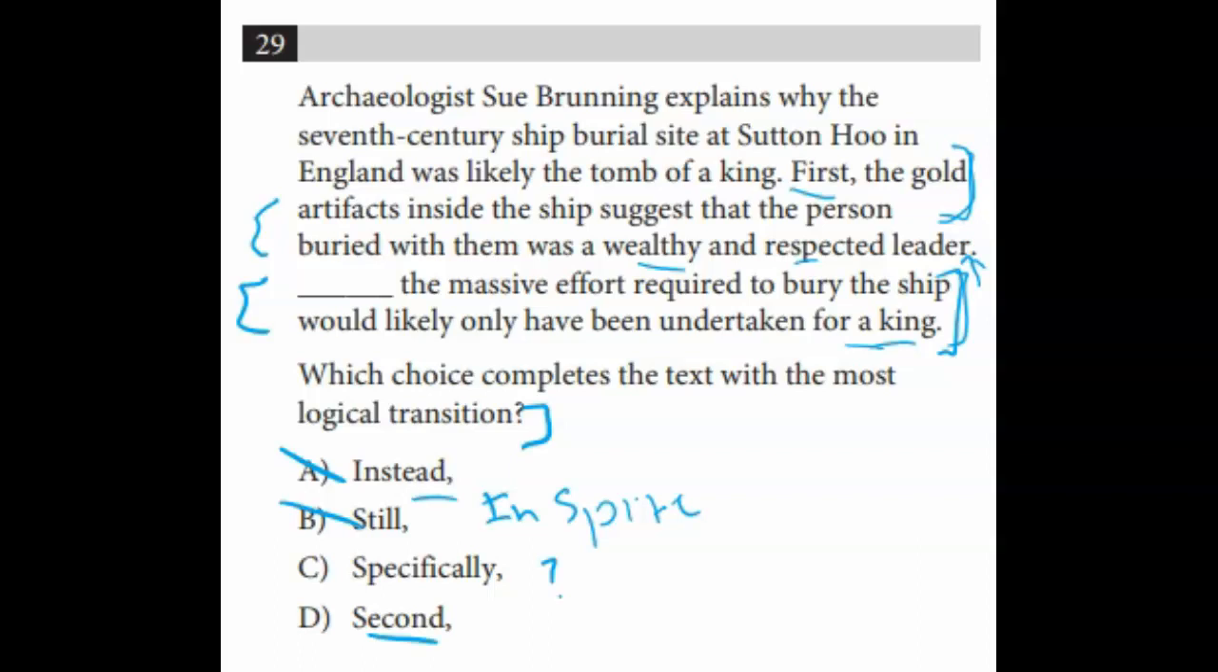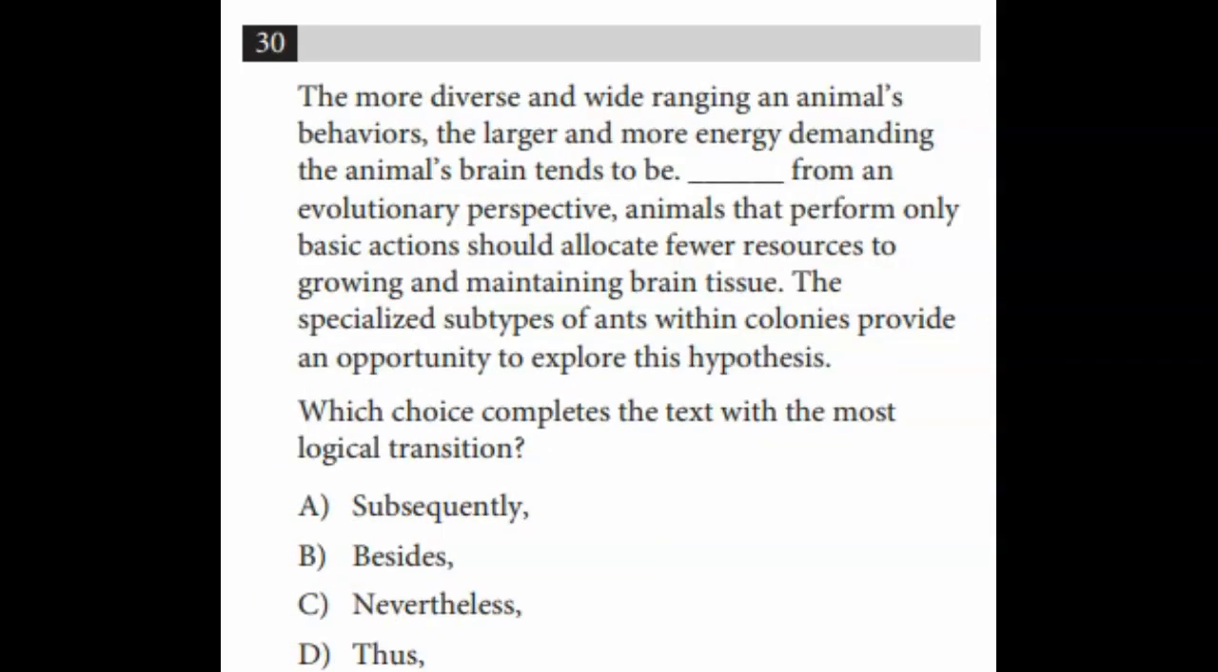And then second, okay, yeah, second looks a lot better because once again, this has first here, and it's a big hint that second would follow, and that it's information that's in the list. So first, they were buried with the wealthy stuff. Second, in order to bury a ship, that would have been only an undertaking for a king. So it's adding on to the list of why the burial site was likely for a king. So D is the correct answer, and C is out because it doesn't expand on this sentence. It doesn't give specifics about it. It more introduces a new idea that continues the list. So second is the best answer choice. So D for 29.